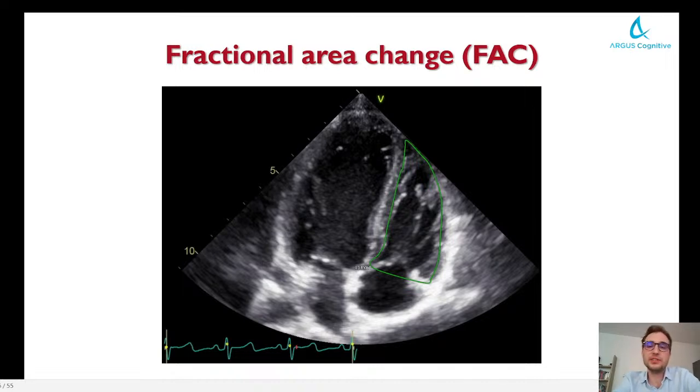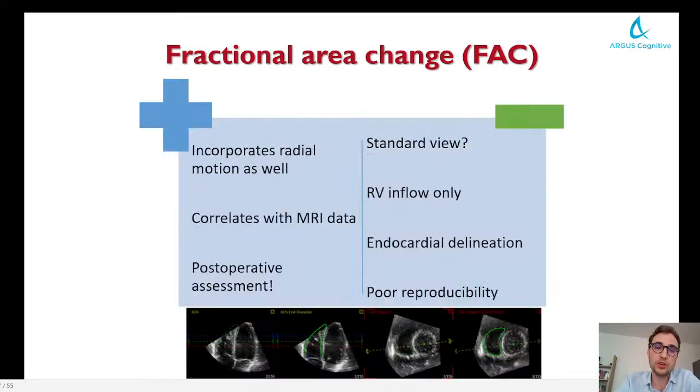We can also assess fractional area change, which is done by contouring the right ventricular endocardial border in diastole and in end systole. The difference of them is divided by the end diastolic area, and therefore we can quantify the right ventricular systolic function with this method. There's a very important advantage of it, which is that it incorporates radial motion as well. We do know that it correlates nicely with MRI data, better actually than TAPSE.